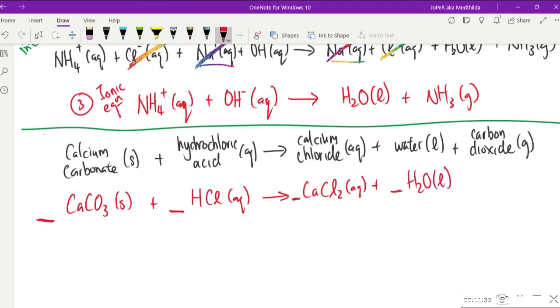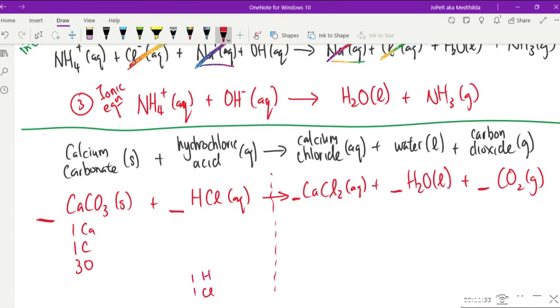With carbon dioxide, CO2. So this is the chemical equation. Now let's double check if it's balanced. So 1 calcium over here, 1 carbon, 3 oxygen. 1 hydrogen over here, 1 chlorine.